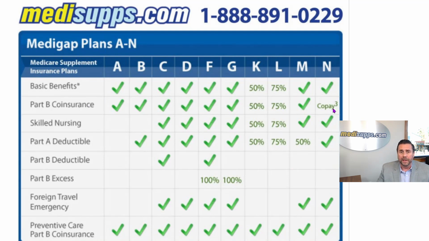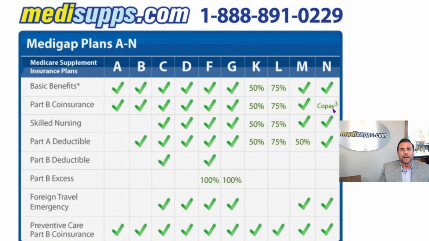One other thing on Plan N could come up, two other things actually, is Plan N has what's called a copay after you meet your deductible. In other words, you pay the Part B deductible. Each doctor's visit thereafter for the rest of the year, you could get a copay for the doctor's visit. However, it will never be more than $20. It could be less than $20, or it could be $0, depending on how they code your visit, but it will never be more than $20.